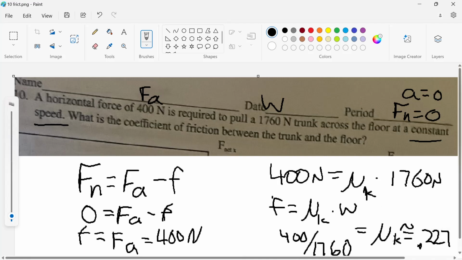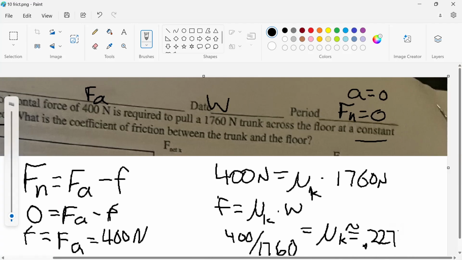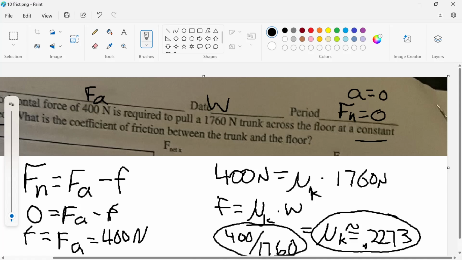And I don't have enough room to write it. Always run into some kind of a snag. 0.2273. So there's the answer. This is the exact answer, 400 divided by 1760. So that's how to find the coefficient of friction. And in this case, it was very important that it was a constant speed so that the net force was 0.